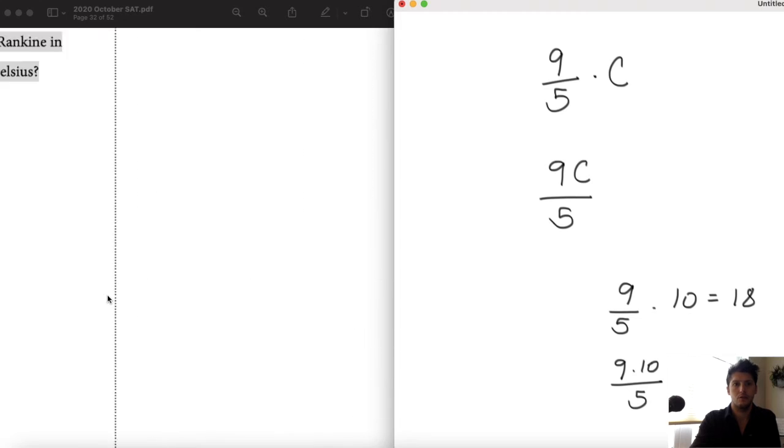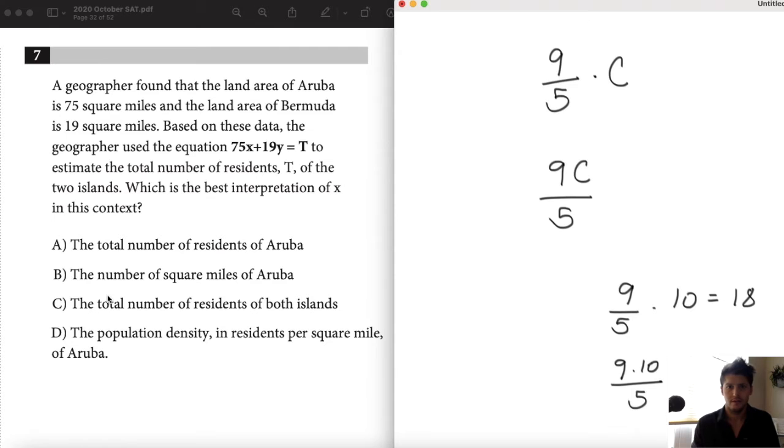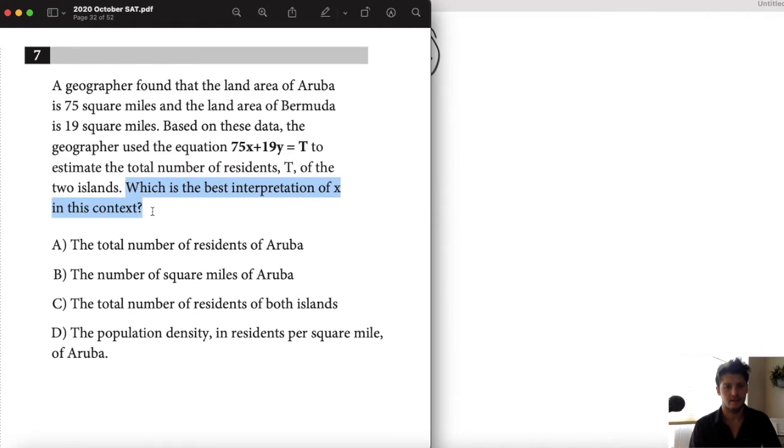Okay, let's take a look at number 7. I forgot to write the 6 here, so last minute, that's number 6. Okay, so here's number 7. The best interpretation of x in this context. So again, go right to the question. What is x they're asking? Well, it's whatever gets multiplied by 75. That's kind of a wise-ass answer, but that's the way I approach these questions. When they ask me to interpret a part of an equation, I start with the most wise-ass answer. What is x? X is what gets multiplied by 75.